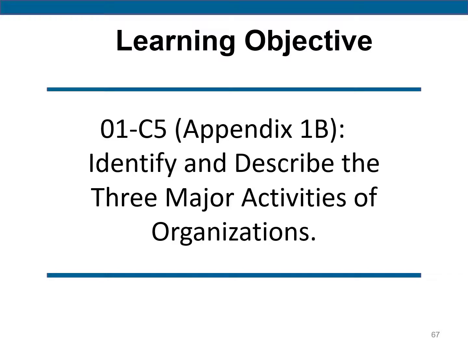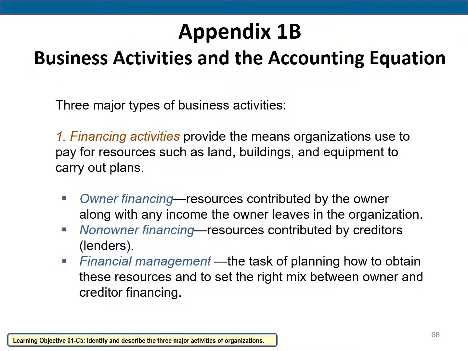Okay, so let's identify and describe the three major activities of organizations. There are three major types of business activities. Financing activities provide the means that organizations use to pay for their resources, such as land, buildings, and equipment, to carry out whatever the plans for the business may be. Organizations are pretty careful in acquiring and managing those financing activities because they can determine ultimate success or failure.